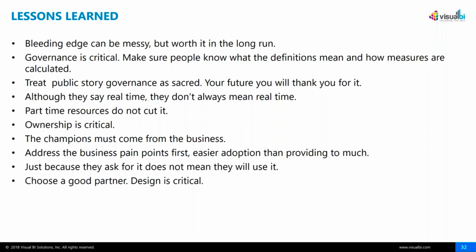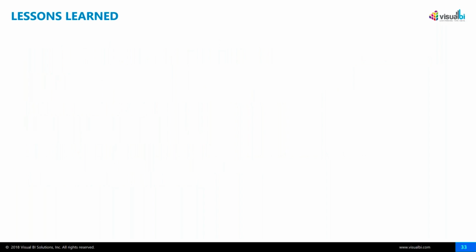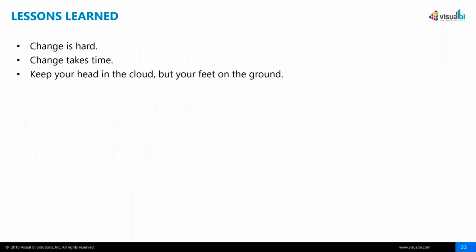Choose a good partner. I cannot emphasize this enough. The back-end skills that Visual BI brought to the table for us, it's priceless. Our designs still today stand the test of time. We're creating more and more stories over it, but we've hardly had to change any of our original designs of our models, and that's a testament to the quality of the resources we received from Visual BI.